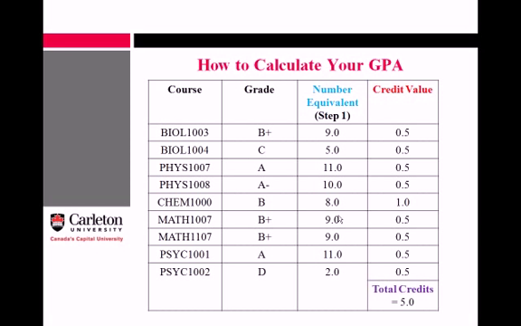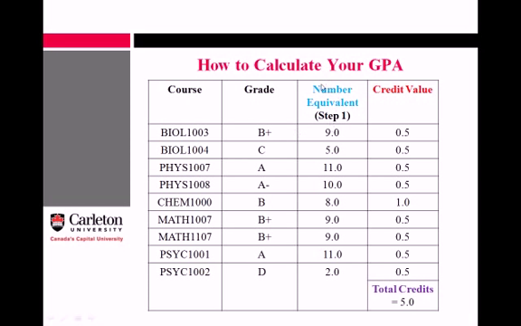Let's do it. So this slide is pretty busy. A lot of information here. So this column is just an example of maybe the courses that you might take in your first year. So, biology 1003, 1004, physics 1007, 1008, chemistry, math, psych, just typical first year courses for a science student. And this column represents the grades that you received in each of these courses. So just B plus, C, A for these courses here.